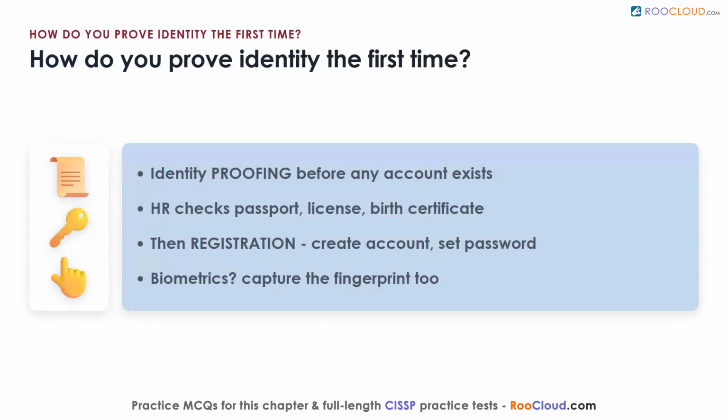How do you prove who someone is the very first time? This is identity proofing, and it happens before any account exists. For a new employee, human resources checks physical documents like a passport, a driver's license, or a birth certificate.